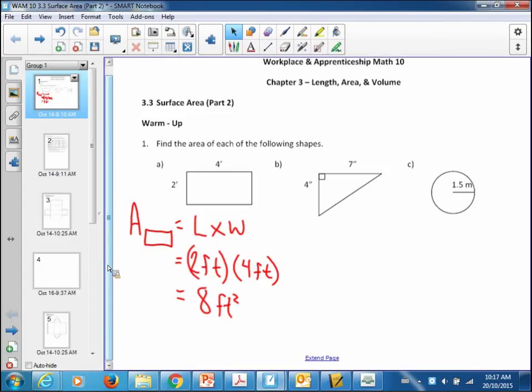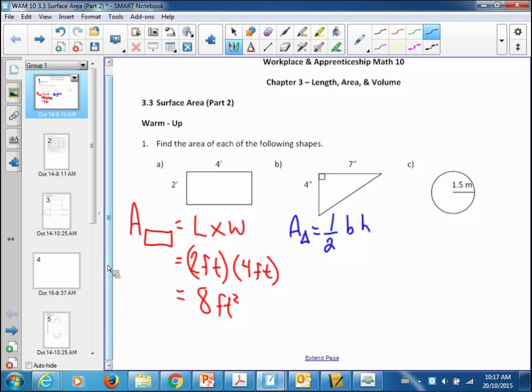Now for a triangle. On your sheet, got the area of the triangle, I think it's on the right side, right? Half base times height. Yep, that's what we're saying. Making sure you're in the right sheet. So 1/2.